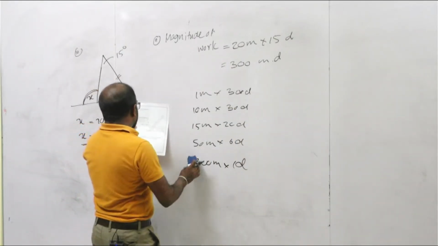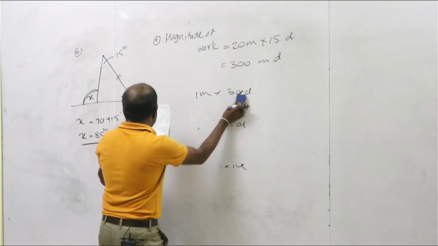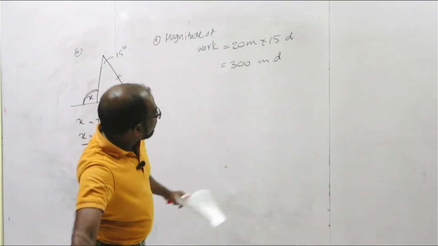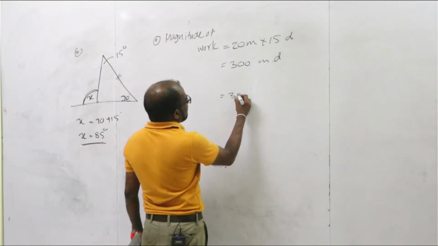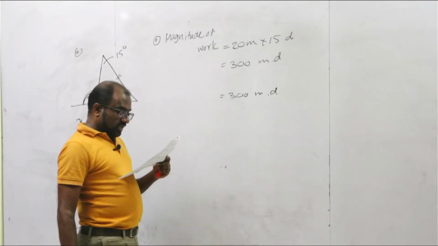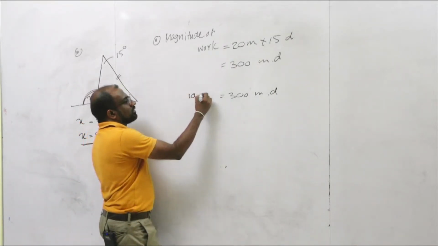How many men should be put into work to get the same task done in 10 days? The 300 man days of work should be done in 10 days.